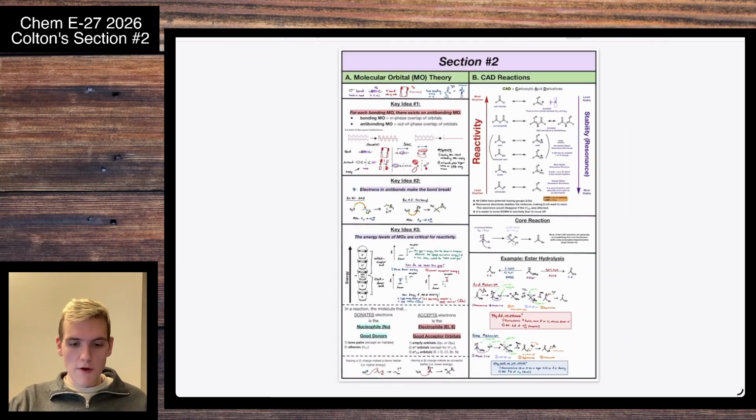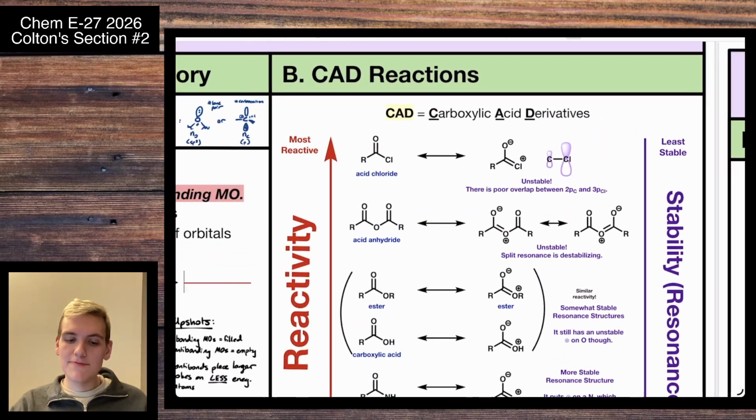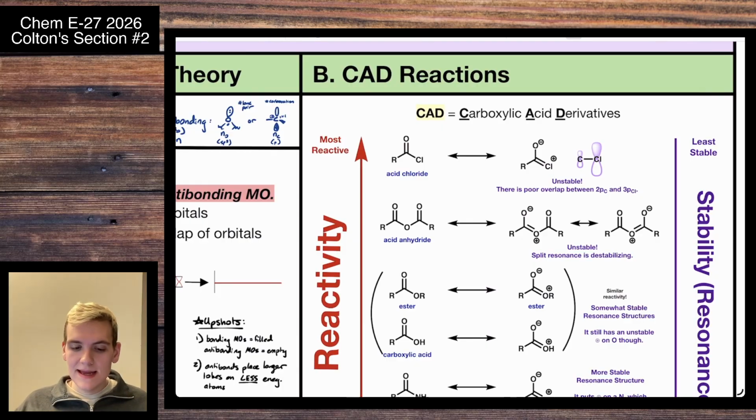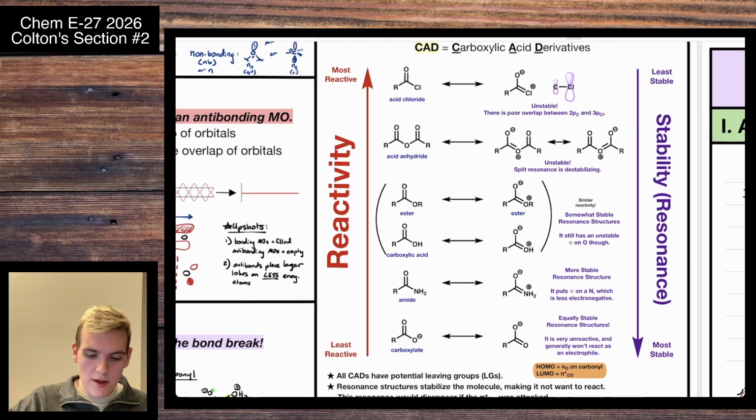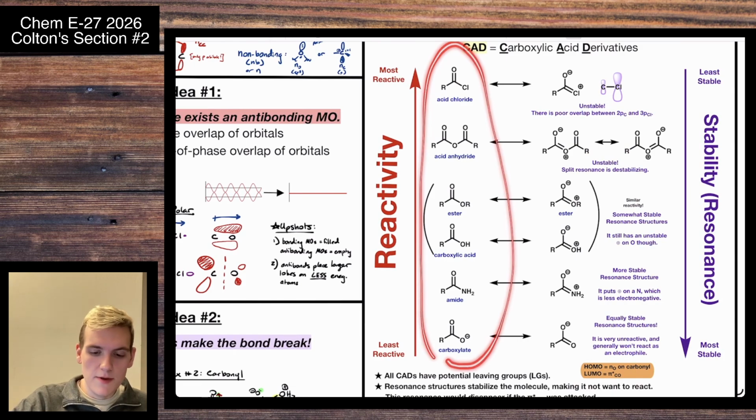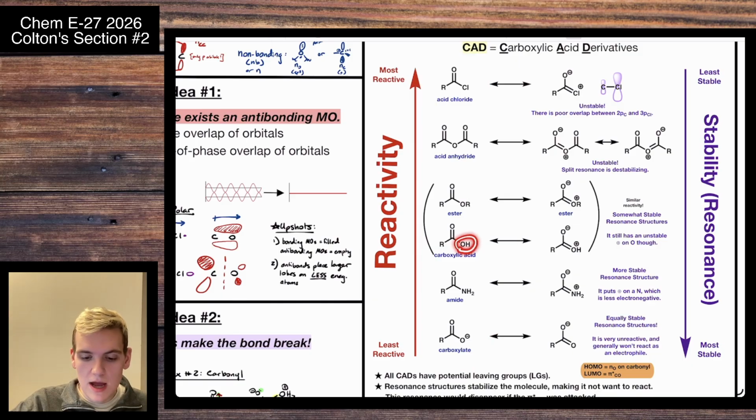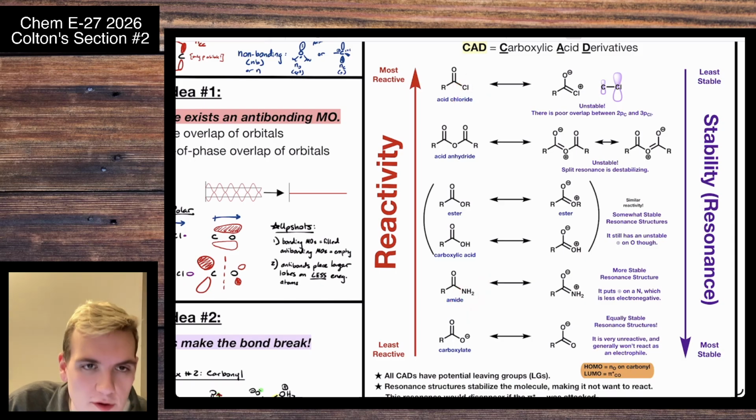Cool. Okay, from here, let's talk about CAD reactions. So what do I mean when I say CAD? CAD is our abbreviation for carboxylic acid derivatives. Carboxylic acid derivatives are a family of functional groups where we have a carbonyl, C double bond O, and essentially we have something interesting on one side. So carboxylic acid, we have an OH. An ester, we have essentially an ether on the other side, like an OMe. An anhydride, we have an O and another carbonyl. Acid chloride, we have a Cl. Amides, we have nitrogen, and so on and so forth.